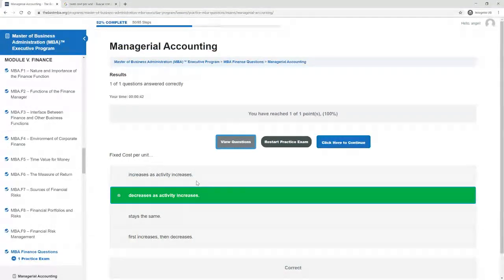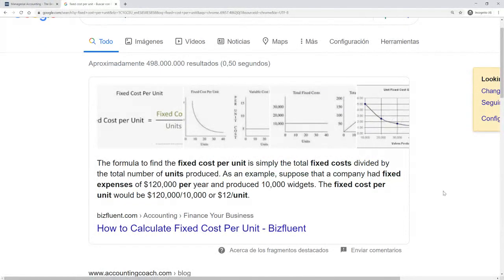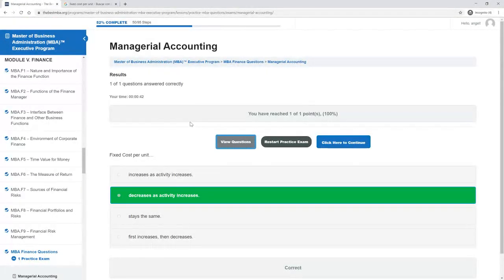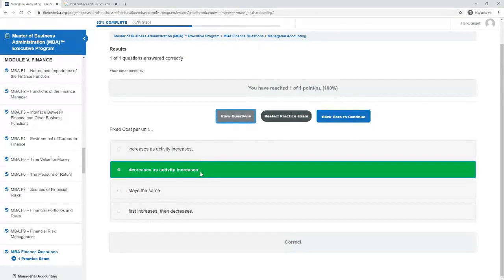Okay, why is this? We are talking about fixed cost per unit. If you check what fixed cost per unit is, it is simply the total fixed cost divided by the total number of units produced, right? So the more units you produce, you will be dividing by a bigger number, so the fixed cost per unit will decrease, right? So this is the right answer. The right answer was that it decreases as activity increases.